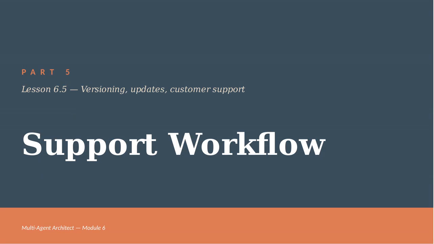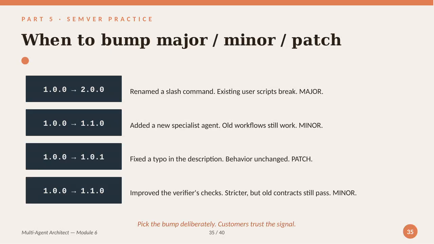Last section. Semver in practice. Concrete examples. 1.0.0 to 2.0.0. You renamed a slash command. Existing user scripts that call /review now break because it's /marreview. That's a major bump. The break is real and existing users must update.